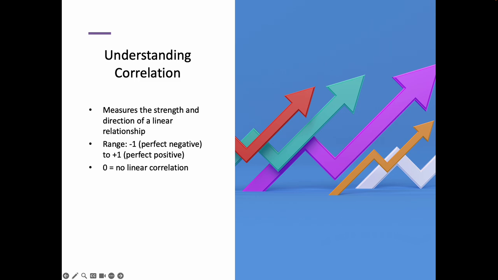A correlation of -1 indicates a perfect negative linear relationship. As one variable increases, the other decreases proportionally. A correlation of 0 indicates no linear correlation. The variables are not linearly related. However, it is crucial to remember that a 0 correlation does not necessarily mean there's no relationship at all. It simply means that there is no linear relationship.